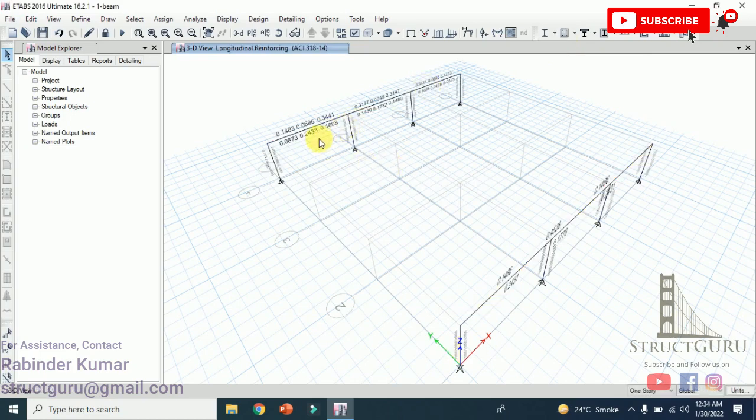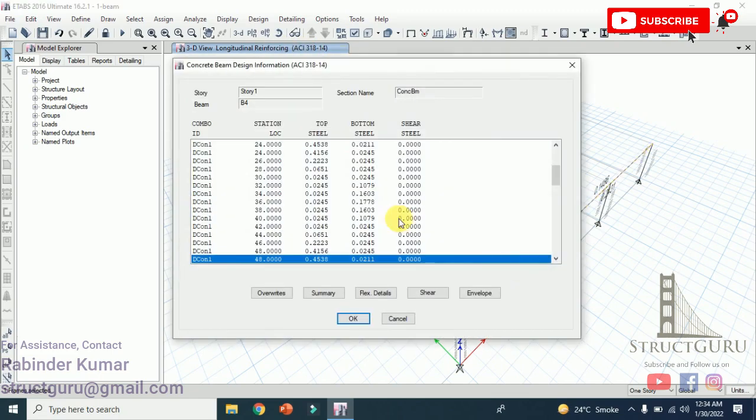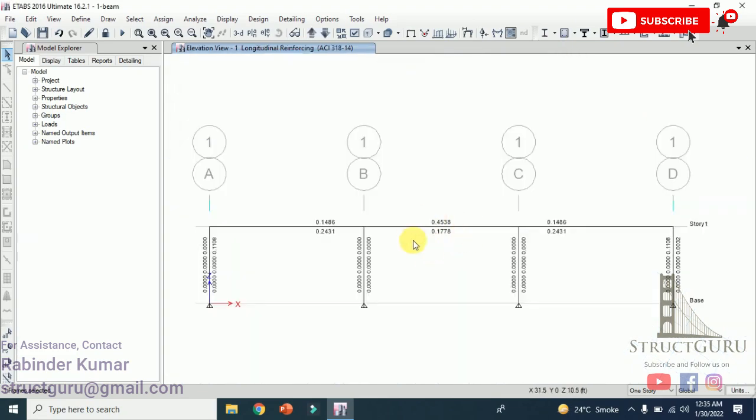If you see, ETABS has considered these three beams separately and designed them accordingly. But if you compare it with the continuous beam, we have got a uniform design for all three spans. So this is the difference. Let's see the details of reinforcement.